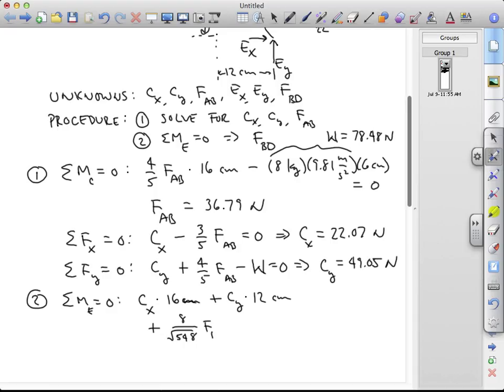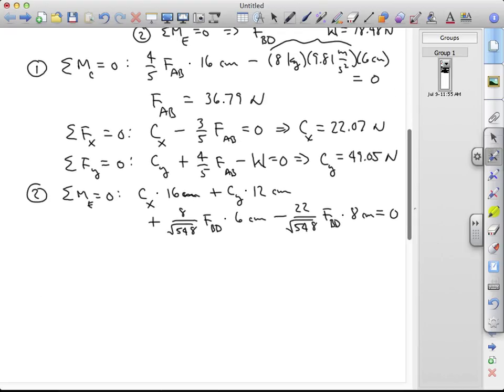So there's the vertical component of FBD, and it's doing this through a moment arm of 6 centimeters. And then the horizontal component is exerting a clockwise moment, and it's doing so through a distance of 8 centimeters. So the cosine is this value. Here's our horizontal component times 8 centimeters is 0. So our expression then, we can rearrange this for FBD.